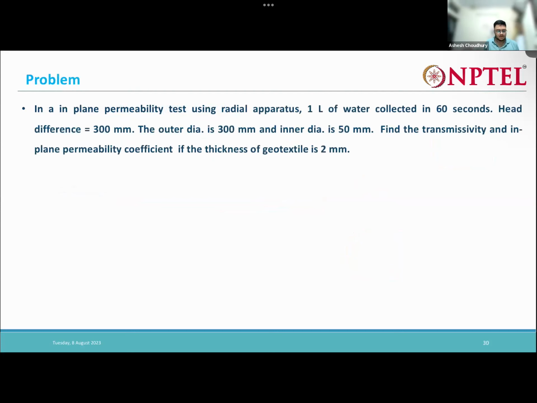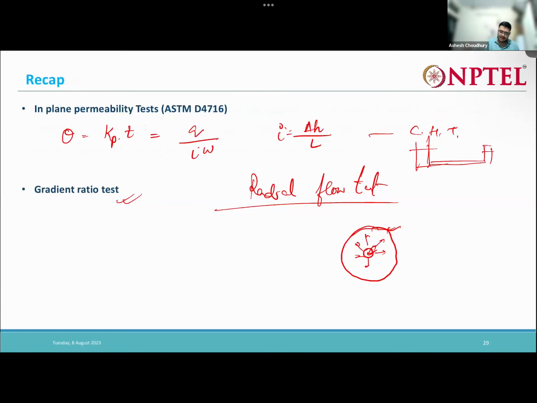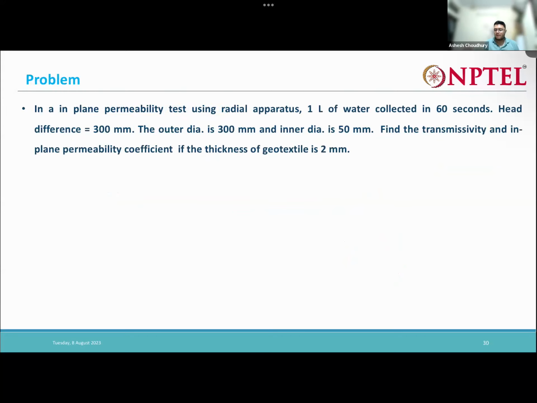Okay, so in an in-plane permeability test using radial apparatus, 1 liter of water is collected in 60 seconds. Okay, the head difference was maintained as 300 mm. The outer diameter is 300 mm and the inner diameter is 50 mm. Means this outer diameter is 300 mm and this inner diameter is 50 mm. Find the transmissivity and the in-plane permeability coefficient if the thickness of geotextile is 20. Okay, so let us calculate this.